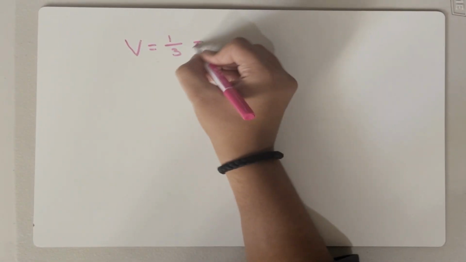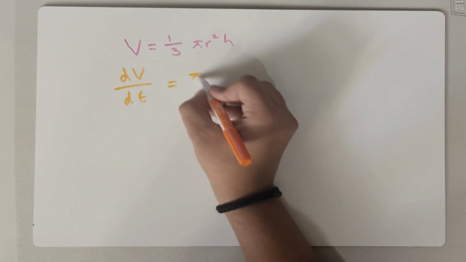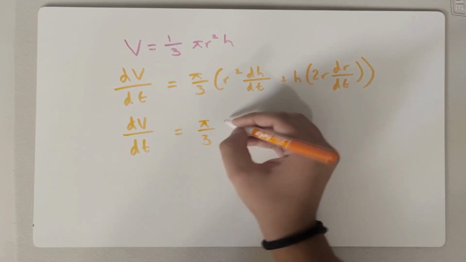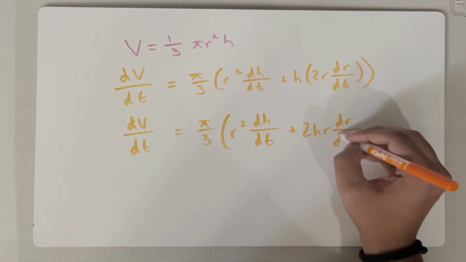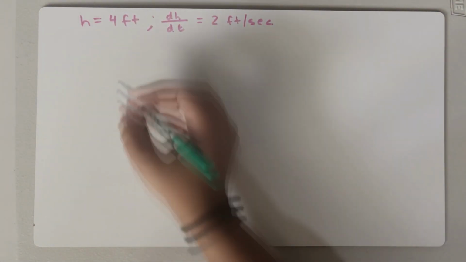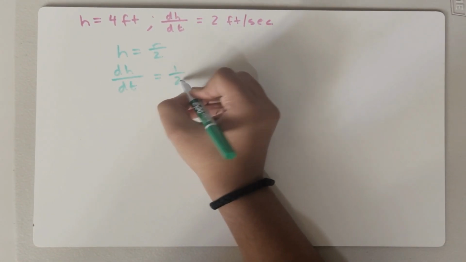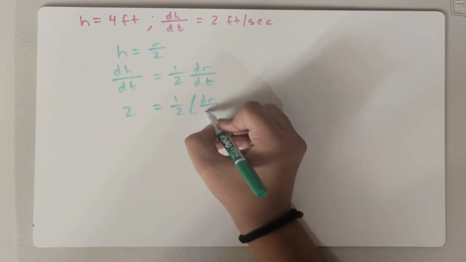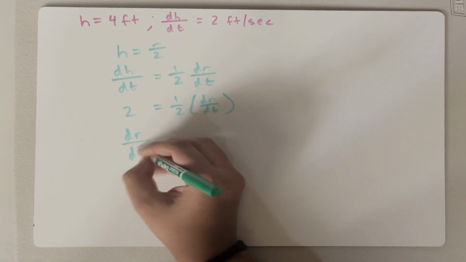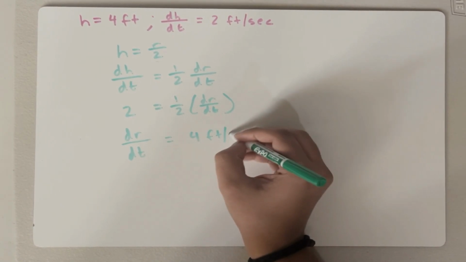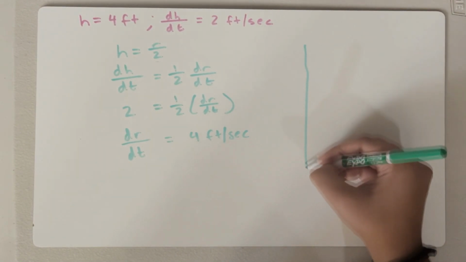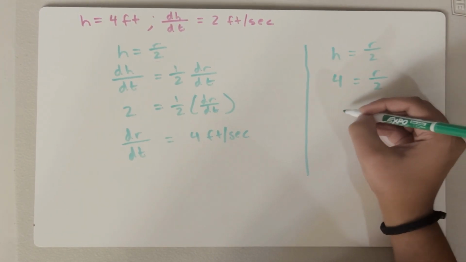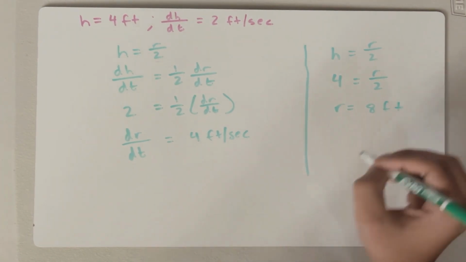We then need to find the derivative of our basic volume equation, and simplifying the equation, we can then plug in our given values. We can then set up a proportion with h, making h equal to r over 2, and simplifying the equation, we can get that 2 is equal to 1/2 dr/dt. That would give us dr/dt is equal to 4 feet per second. Using our proportion we previously made, we can then solve and find that r is equal to 8 feet.